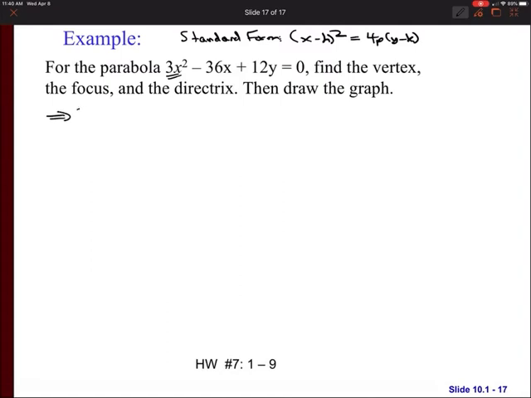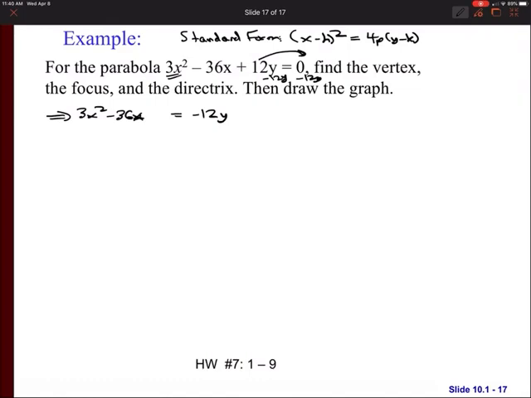So what I'm going to do, again, to create the square with x, is get the x terms together by themselves on one side of the equation. We need to move the y term over to the right side. So I'm going to subtract 12y, and leave a little room beside x.